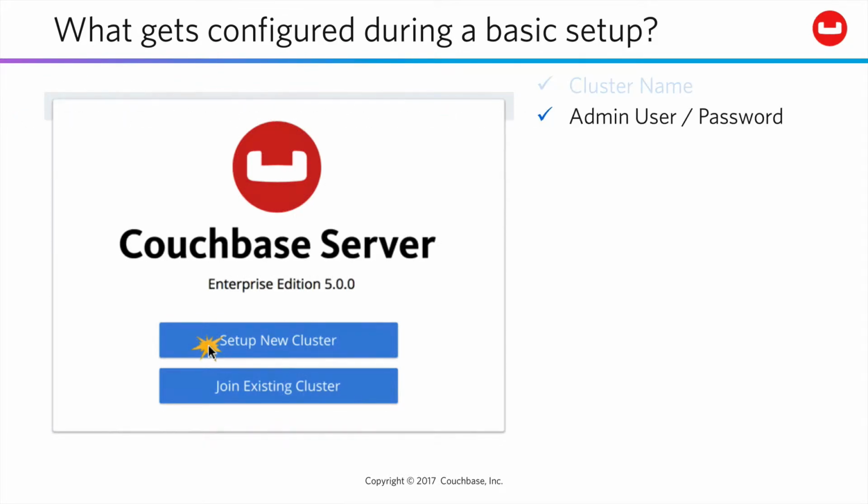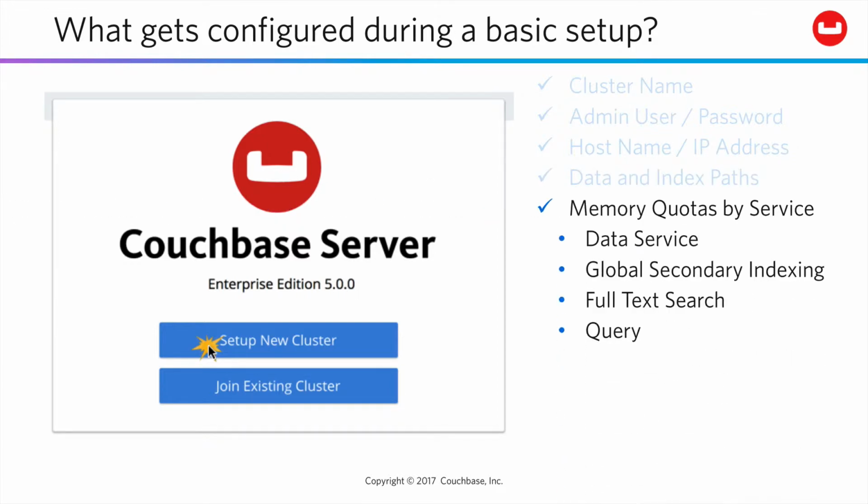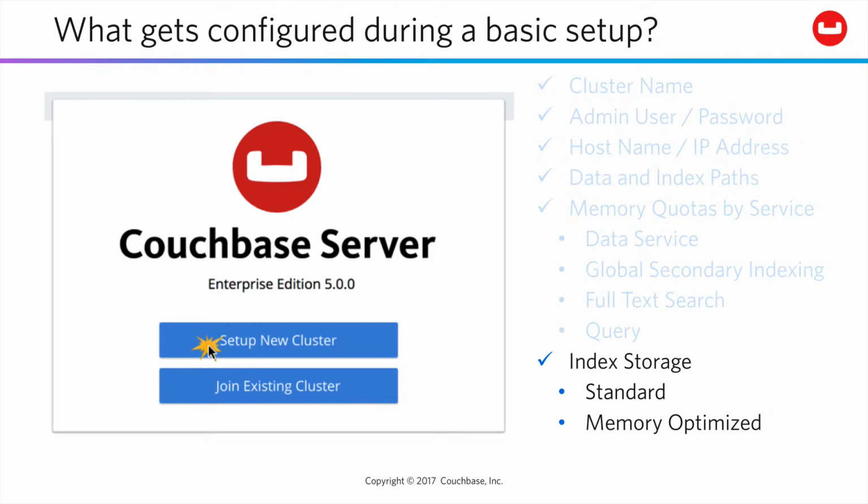When you run the Couchbase Setup tool to set up a new cluster, you'll assign a name for the cluster, along with an admin username and password. You'll provide the host name and IP address, or accept defaults, and paths for the data and index files, unless, again, the defaults work for you. Then you'll assign memory quotas for each service, and indicate whether to use standard or memory-optimized indexing. For detailed information on memory quotas and indexing, check our documentation and online articles.